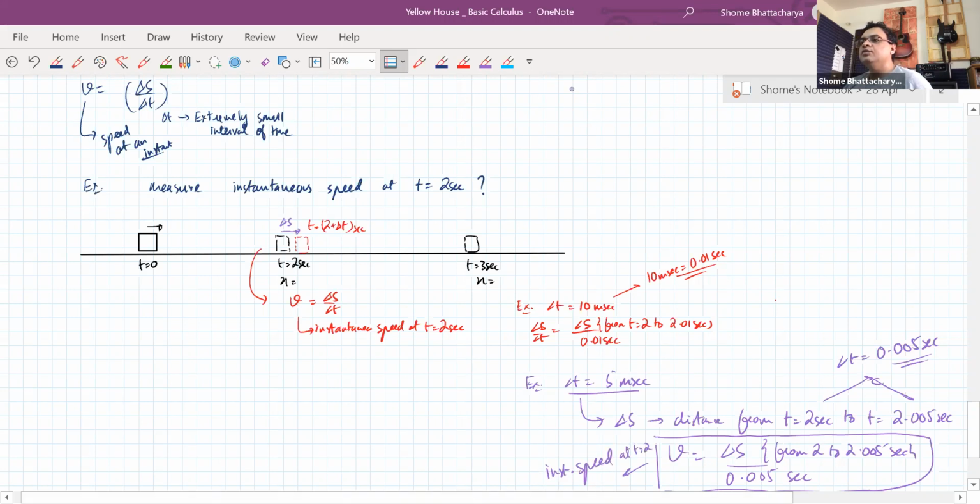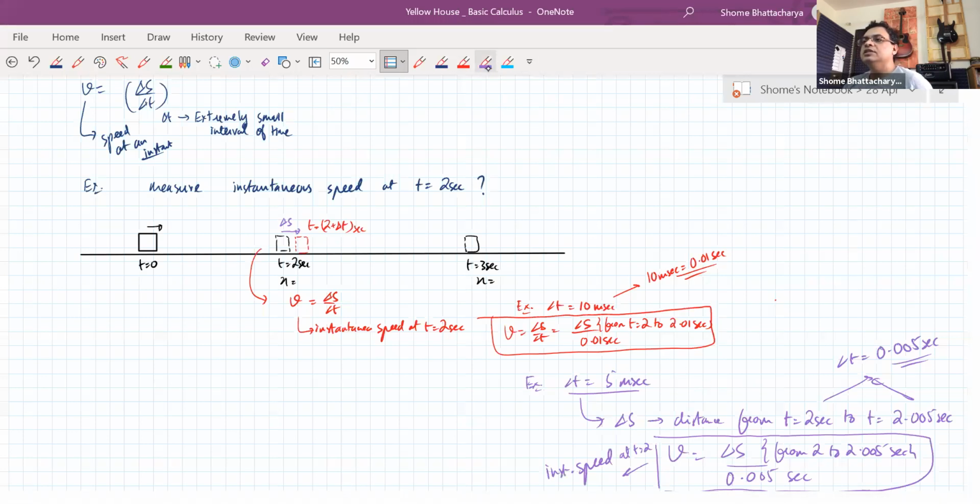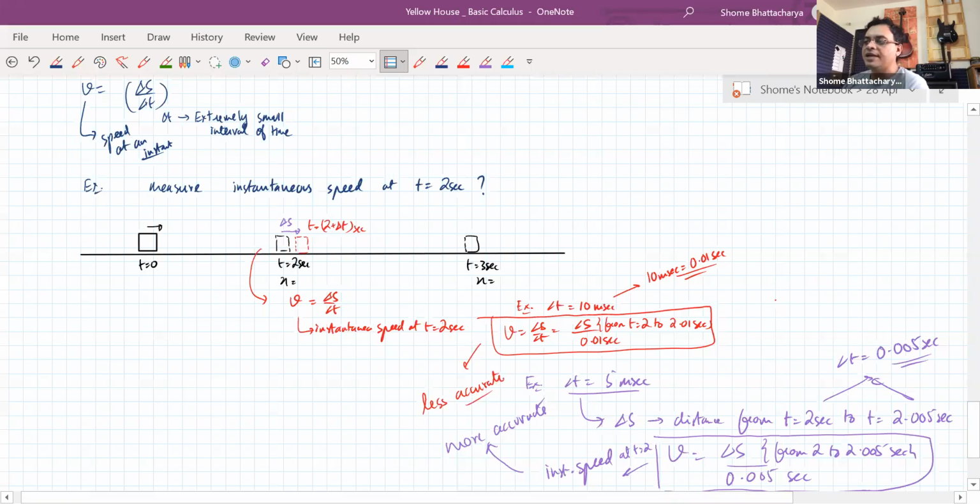So you can see that his calculation is going to be more accurate than my calculation, because I am calculating for a delta t of 0.01 seconds. You can see that this one is more accurate. This one is comparatively less accurate. Both are reasonably accurate because I'm taking quite a small interval of time, but in comparison, this one is more accurate than this. So this is a sort of practical meaning of the term instantaneous speed.